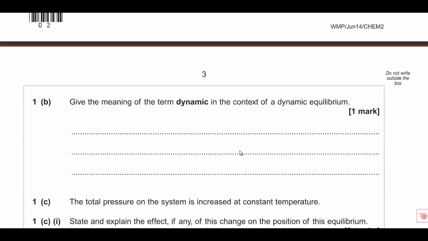1A3, give the meaning of the term dynamic in the context of a dynamic equilibrium. So it's the idea here that it's not a fixed equilibrium. We aren't reaching a point and then stopping. We have forward and backward reactions occurring at the same time. So the real point is that it's dynamic, it's moving, there are reactions occurring, but because the rate is equal, there's no overall change.